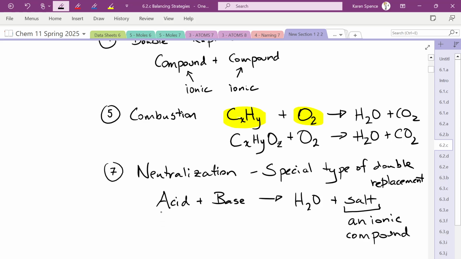How do you recognize your acid? Hydrogen with something, or it could be something COOH. Okay, so that's your acid. Your base is going to be something OH. Okay, so we have to have our H and we have to have our OH. So those are the 5 types of reaction, or sorry, how did I go from 5 to 7? Those are our 6 types of reactions.